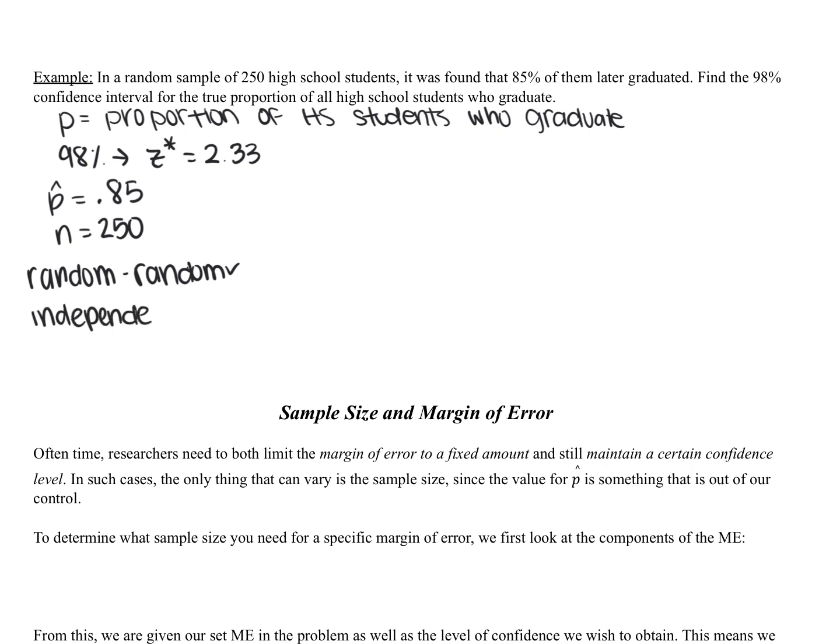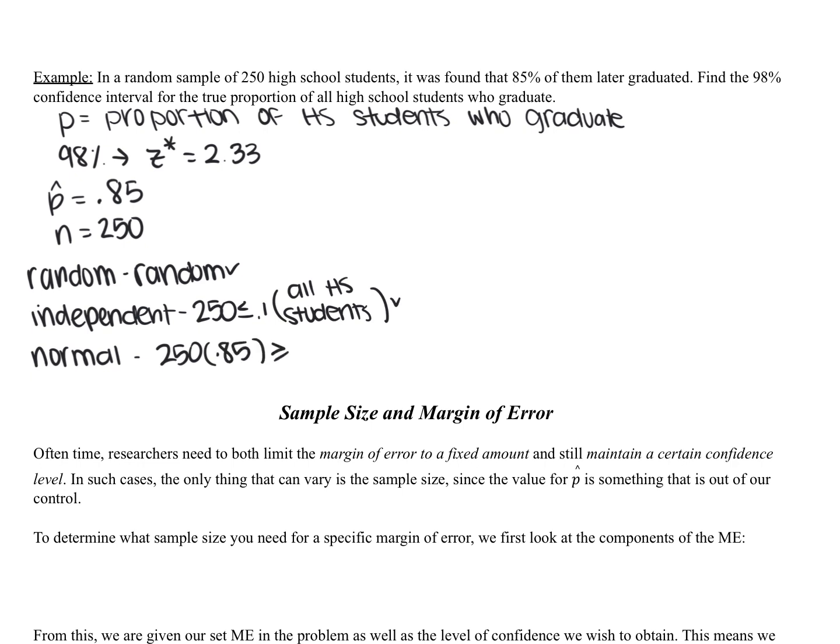Independent: 250 has to be less than or equal to 10% of all high school students. And there's at least 2,500 of those, so we're good there. And then lastly, normal: 250 times 0.85 has to be greater than or equal to 10, and 250 times 0.15 has to be greater than or equal to 10, which it is.